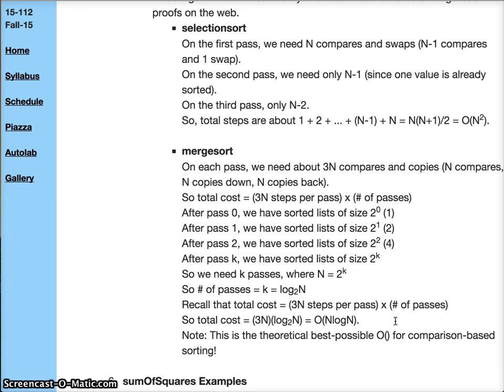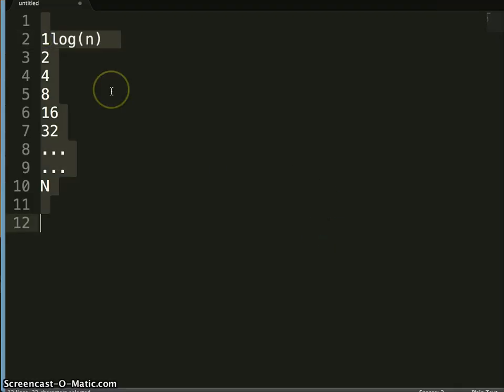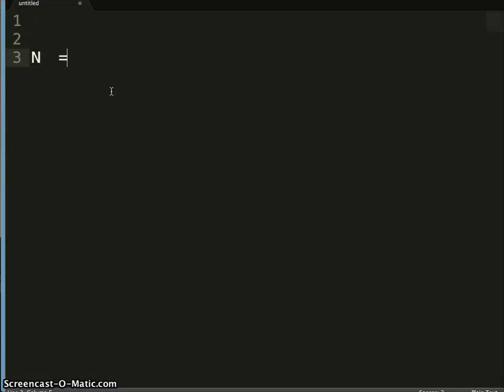Now it turns out that n log n is actually the best we can do, and thus you should understand just how much faster merge sort is than selection sort. To put it into perspective, selection sort is n squared, which means that, let's say n was equal to 1 million. So n squared is equal to 1 trillion.